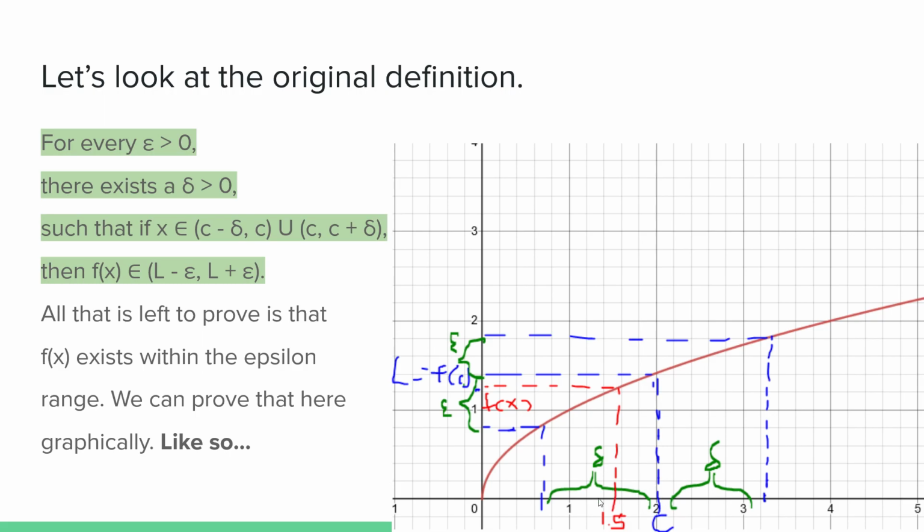we can prove that it has an f of x which is between this value, L, the limit, and it's within the epsilon range, which we can prove is inside this range, at least graphically. So that's generally how this limit process works.